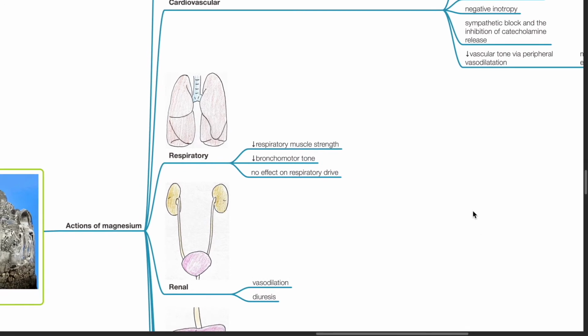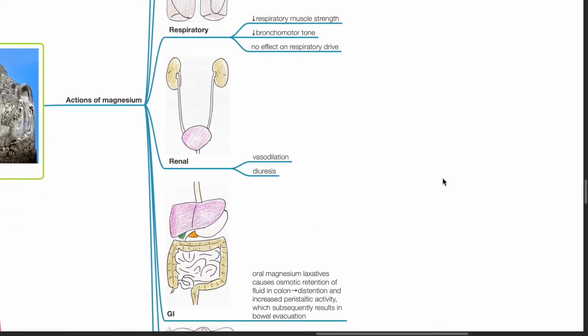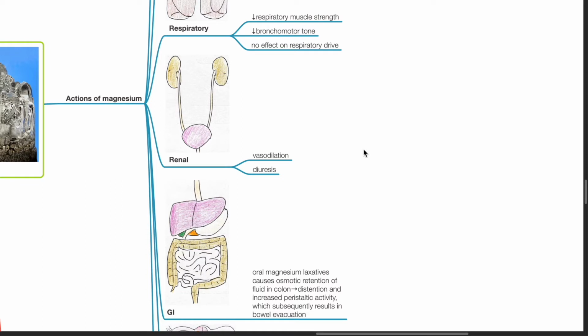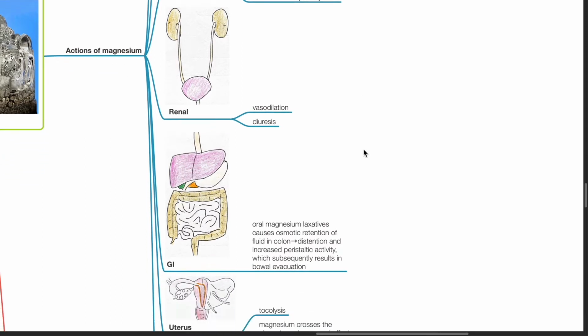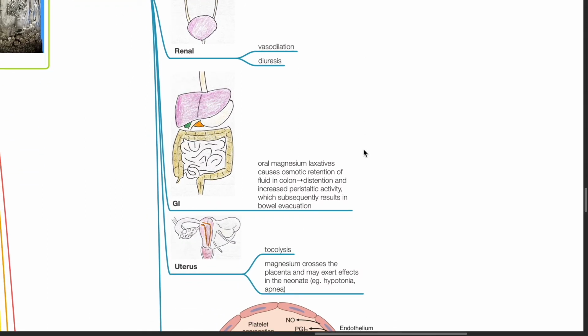Respiratory effects include reduced respiratory muscle strength, reduced bronchomotor tone. Magnesium has no effect on respiratory drive. Renal effects include vasodilation and promotion of diuresis. GI effects. Oral magnesium laxatives causes osmotic retention of fluid in the colon. This produces distension and increased peristaltic activity, which subsequently results in bowel evacuation.